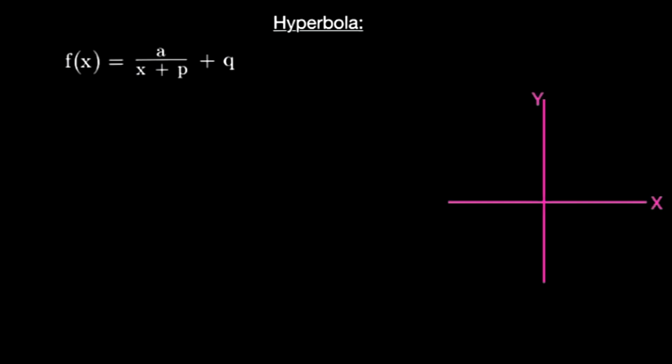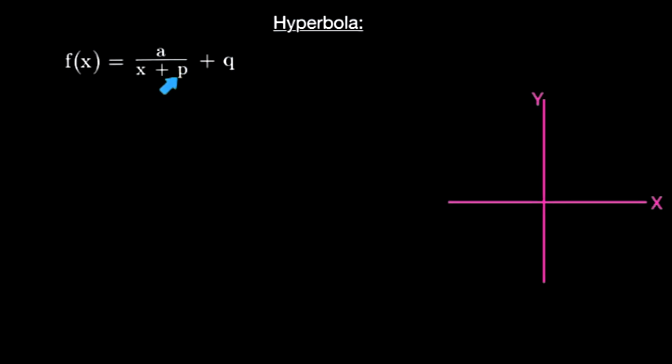Hi everyone, and welcome to this brand new section where we're going to learn how to draw a hyperbola. We're also going to learn what all these parameters inside this general equation mean. Now I'm going to start with this plus p and plus q. They are called our asymptotes.